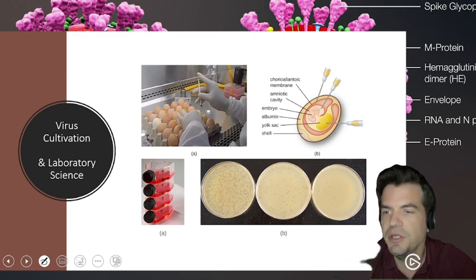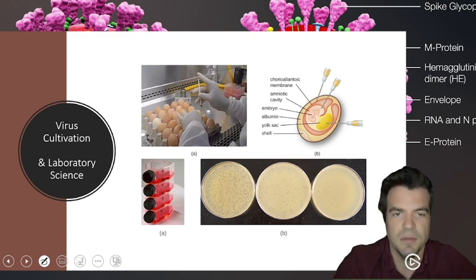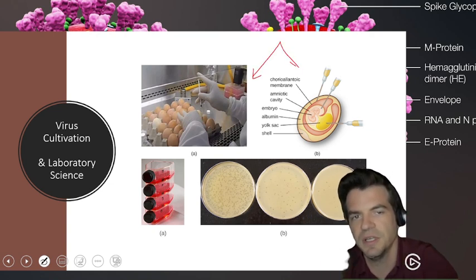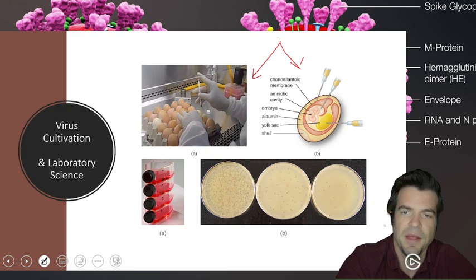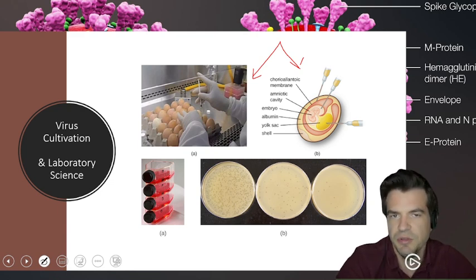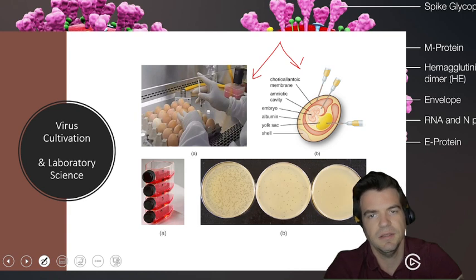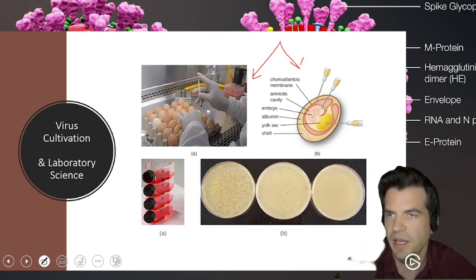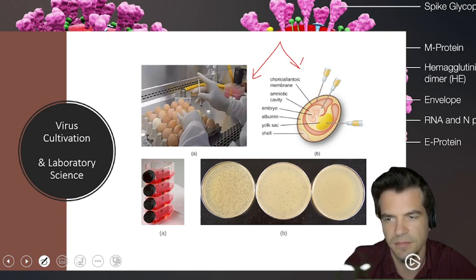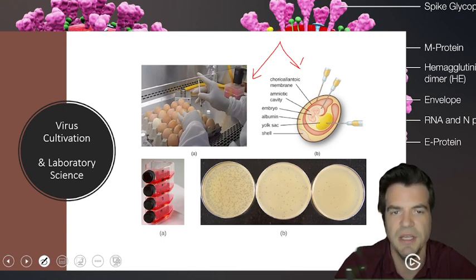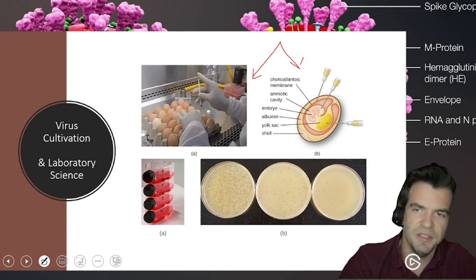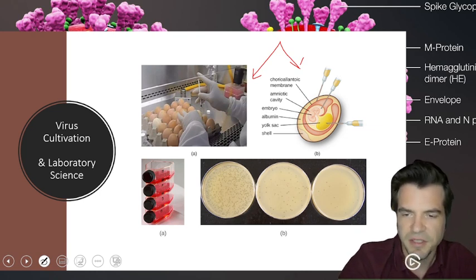Viral cultivation and laboratory science. In order to produce the vaccine for the flu virus, back in the day, they would use eggs. They probably still do, but I think it's cheaper to make synthetic versions of it now. But they would essentially grow the virus in the embryo of the chicken egg. And you can also make vaccines this way, or the flu vaccine.